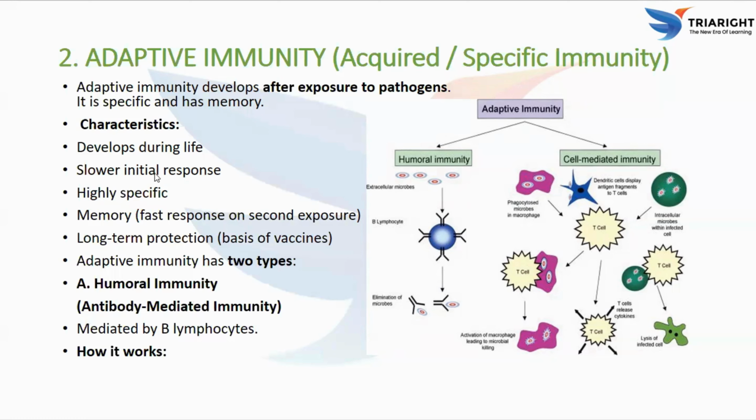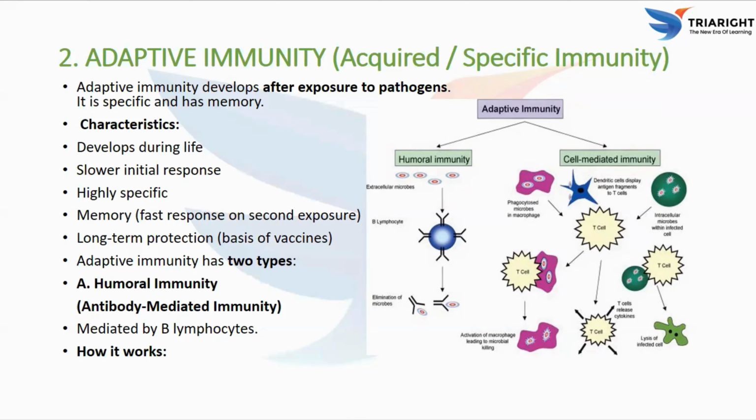It is highly specific. Each pathogen gets its own custom-made response, and it has memory. On second exposure, the response is very fast, so the pathogen is destroyed before causing the disease. This is why you usually get chickenpox only once. It also has long-term protection. Vaccination works because adaptive immunity creates both memory B cells as well as memory T cells.